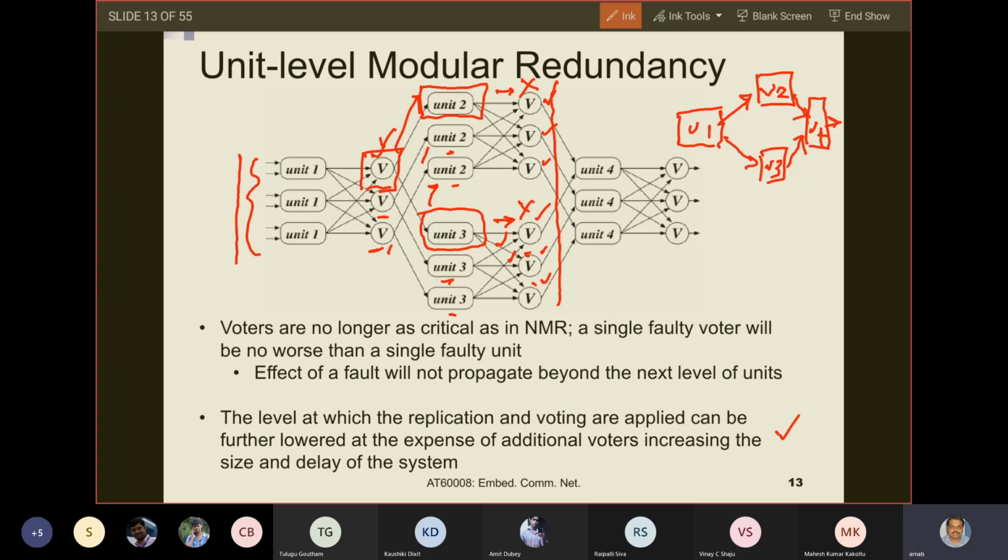So although the reliability will increase, two important things will increase. One is size, and also cost, and the delay in the system. Whenever you are doing this, you are adding one level of voters, and if the system is working with a clock, although the reliability increases, the delay in the system is bound to increase. Any questions?